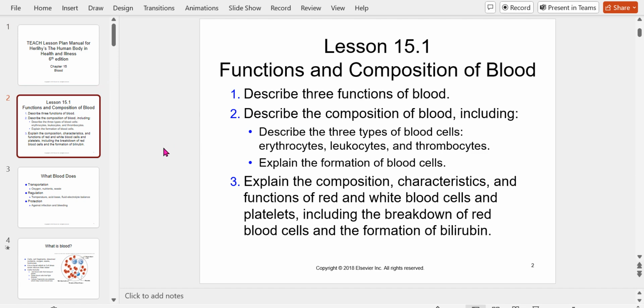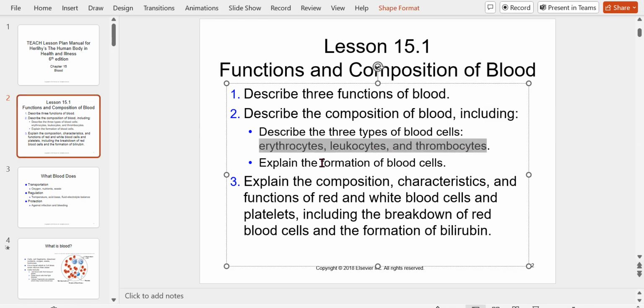Today we're going to be talking about the functions and the composition of blood itself. Blood looks like a liquid, but it's actually composed of a couple of different things, but we're going to focus on 3 of them right here: erythrocytes, leukocytes, thrombocytes. There's a number of different functions that the blood does. I'm sure that you guys have a fairly good awareness of what blood does and is. We're going to go into a little bit more detail, I hope, and enlighten you.